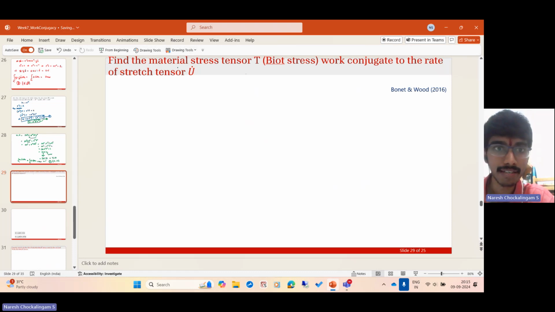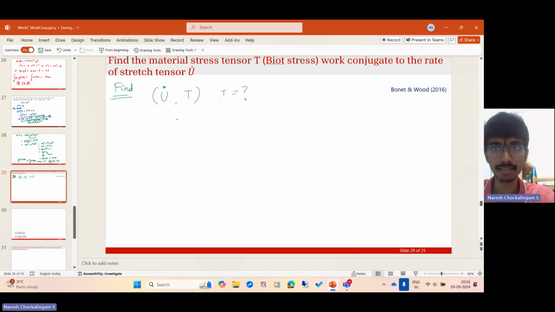Now we have another. We are going to show that the tensor T, so we are going to find which tensor. Until now it was to show a given stress tensor is work conjugate to a given strain tensor. Here we are going to find a stress tensor which is work conjugate to the stretch tensor U. So this is interesting. U dot is a strain-like quantity. Corresponding to that, what is the work conjugate measure? That's what we are going to find out.